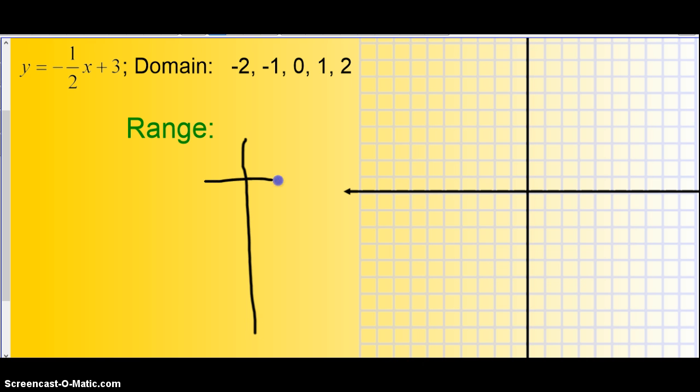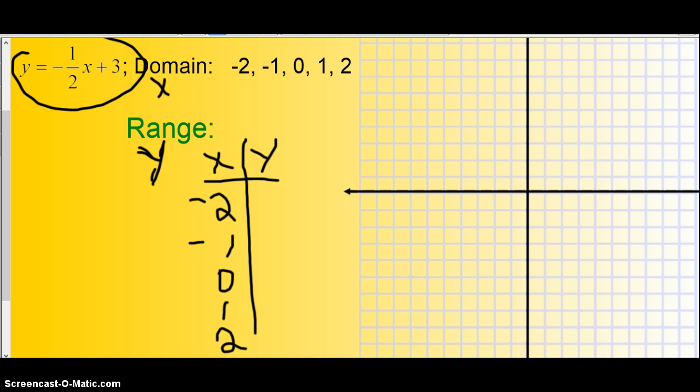So we're going to draw a table labeling x and y, where your domain is your x coordinate point. So the domain is -2, -1, 0, 1, and 2. Your range is your y. So if you think of domain as your x, range is your y, and you're going to put these x values into your equation here of y is equal to -1/2 times x plus 3.